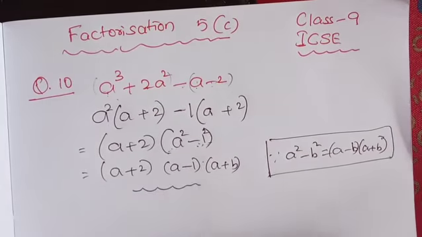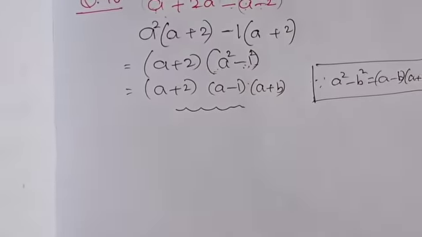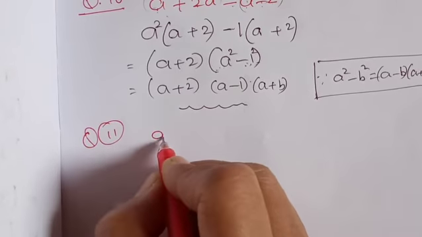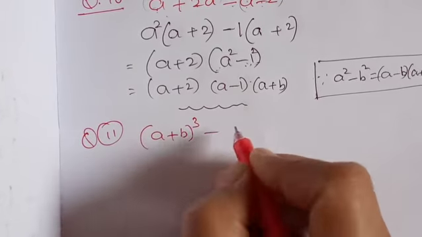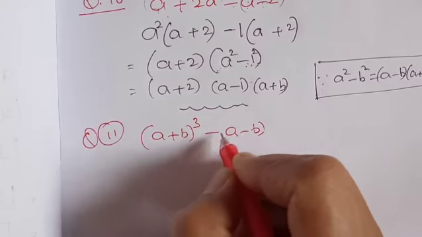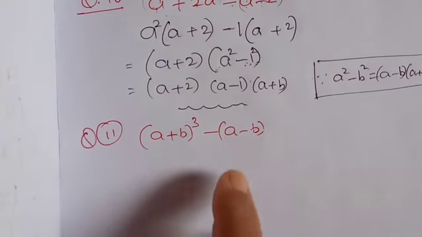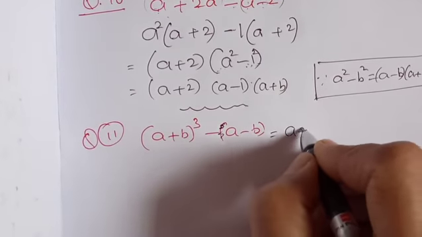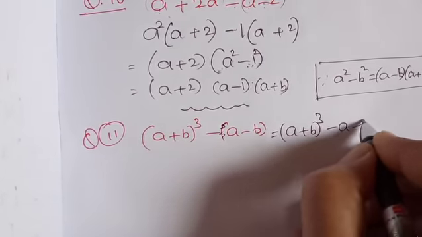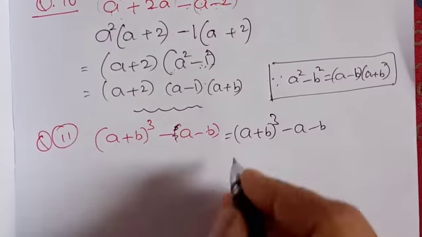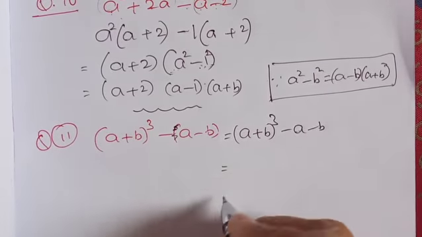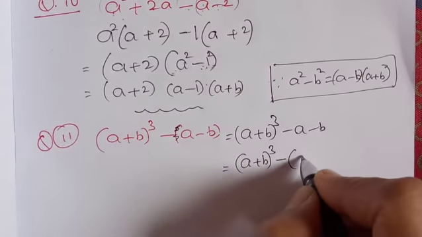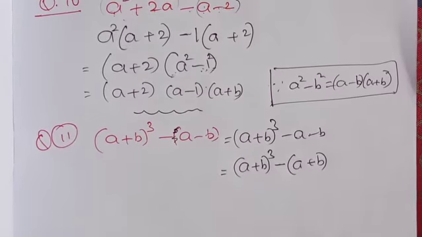So this is the 10th question. Okay, next question is the 11th question. What is the 11th question? a plus b whole cube minus a minus b. It is not given in bracket. Okay, I'm just rewriting a plus b whole cube minus a minus b. So now I'm going to put these two terms in bracket, a plus b whole cube minus, I'm taking common, a, minus into minus plus b.